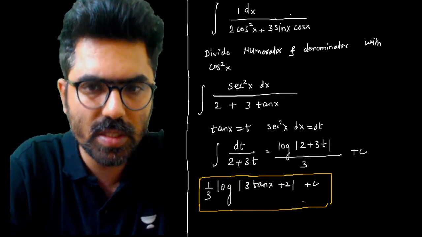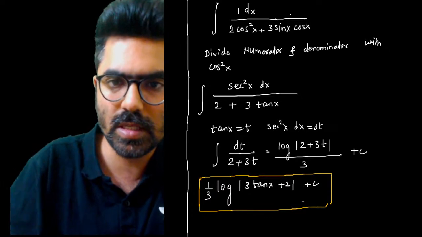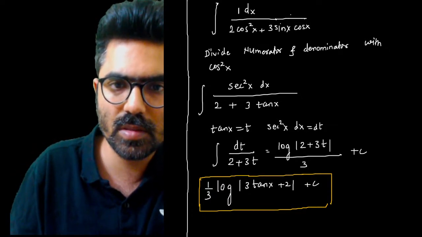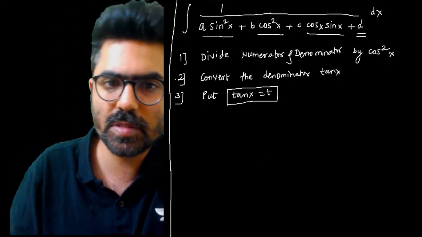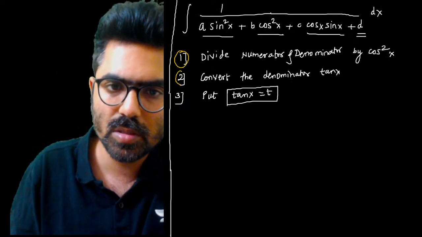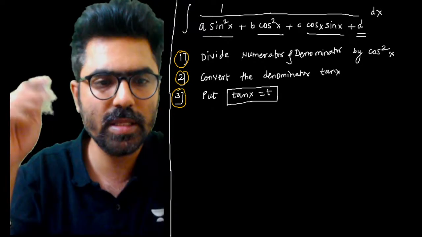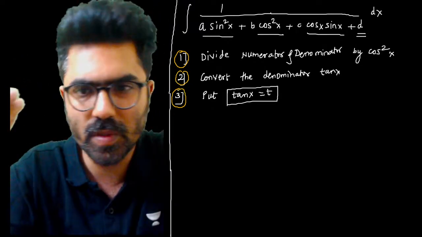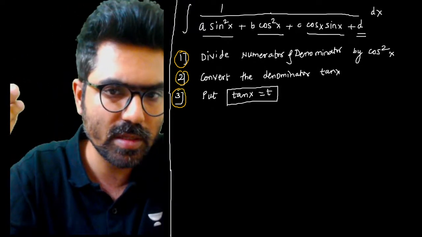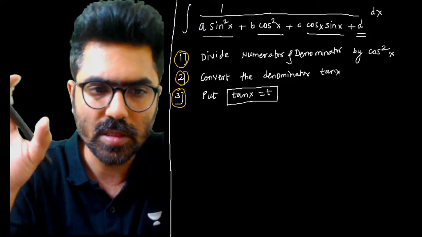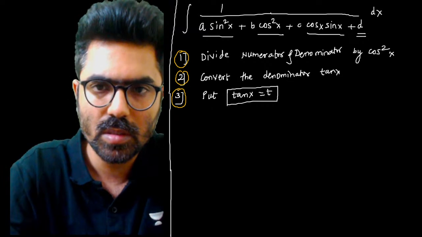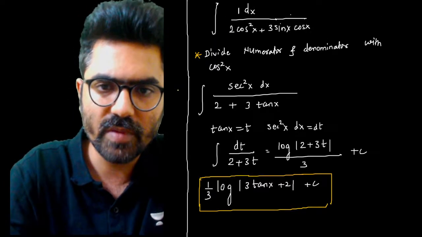Okay, so this was the easy one. All you have to do is understand the steps, or the initial step, I can say. Once you know the steps to start with, all you have to do is follow those steps and get the answer. Divide the numerator by cos square x, divide the denominator by cos square x, convert the denominator into tan x and then put tan x as t. This will help you to solve the entire question. We'll take one more, based on the same pattern.